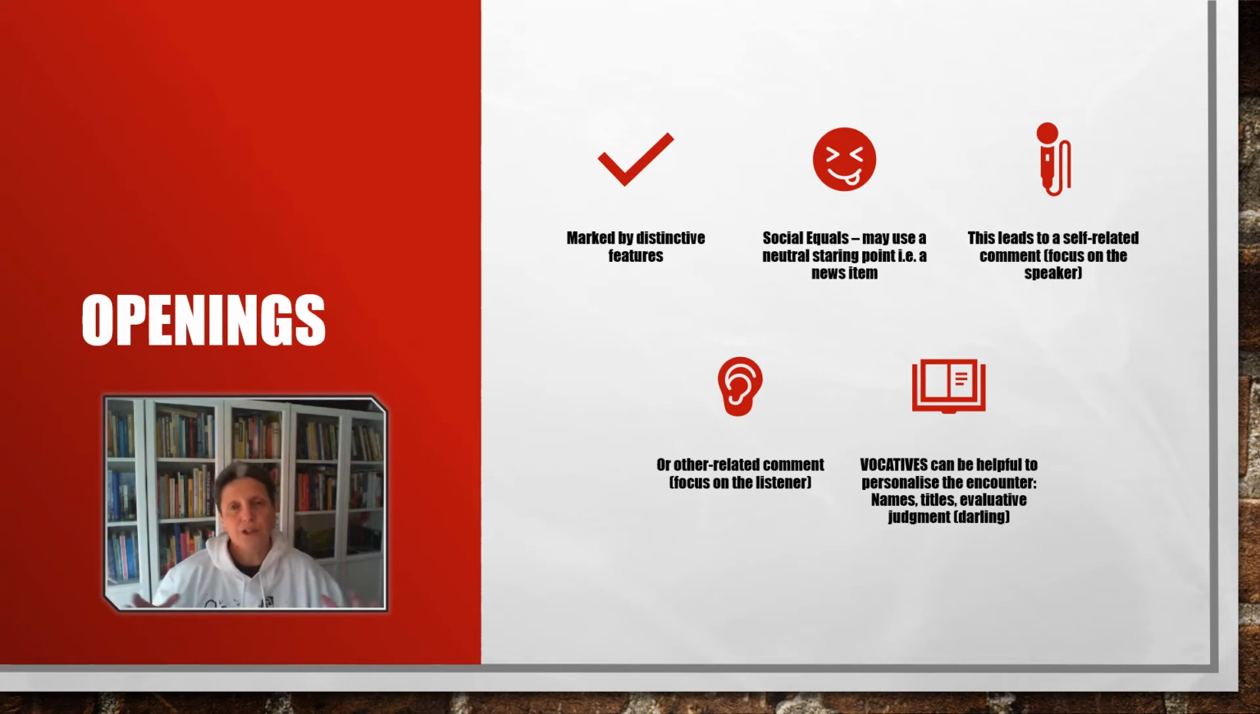If two interlocutors are social equals, then they may use a neutral starting point to initiate their conversation. They may also go on to make comments about themselves, how they think, how they feel, or how they were affected by something. So the focus can shift onto the speaker. Or the other person is listening, and perhaps they're saying something to the listener, so the focus is on them. And of course, vocatives are really common: hey there, hi everyone. They can be helpful to personalize the encounter.